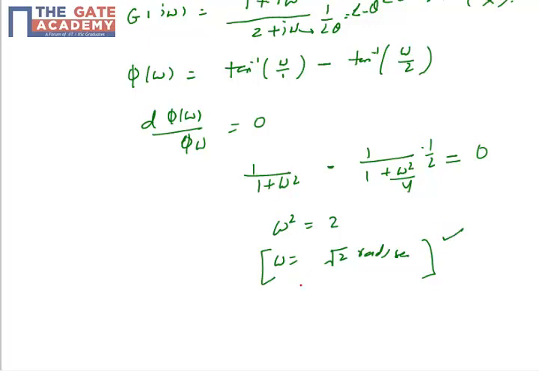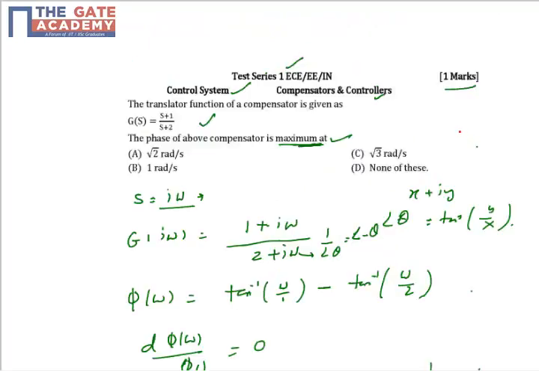We cannot take the minus value, okay, because all the four options have the positive frequency, so there is no point of confusion. So we can directly take root 2 radian per second.